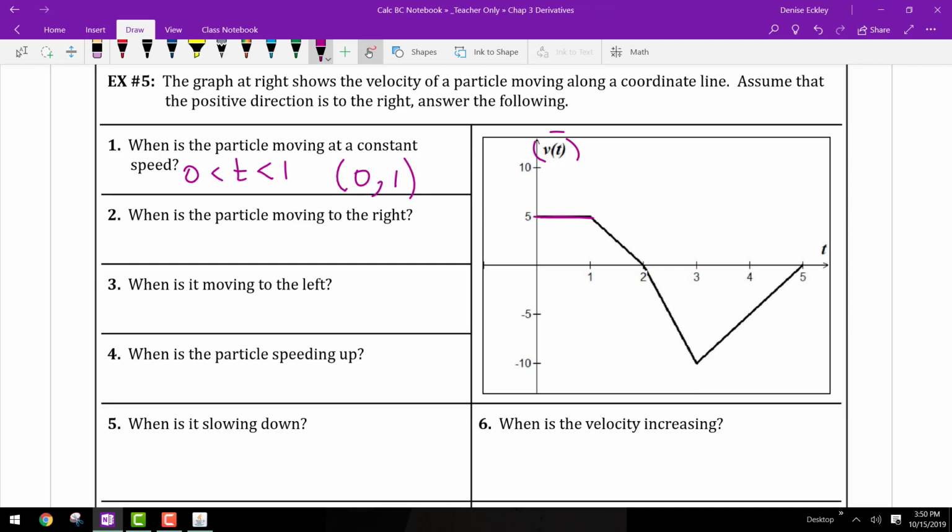Okay, so when is the particle moving to the right? That needs to happen anytime the velocity is positive. So there is only a very small section of the graph where the velocity is positive.